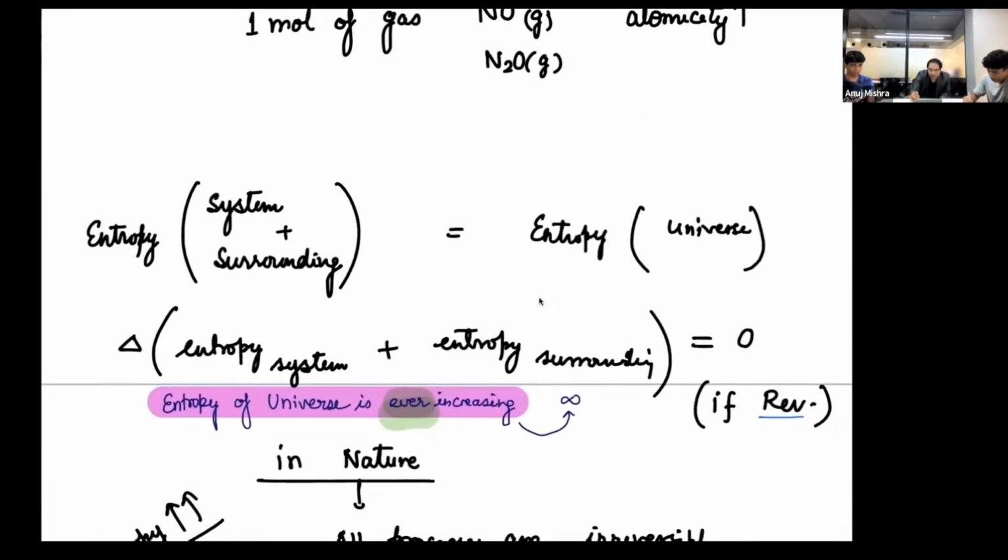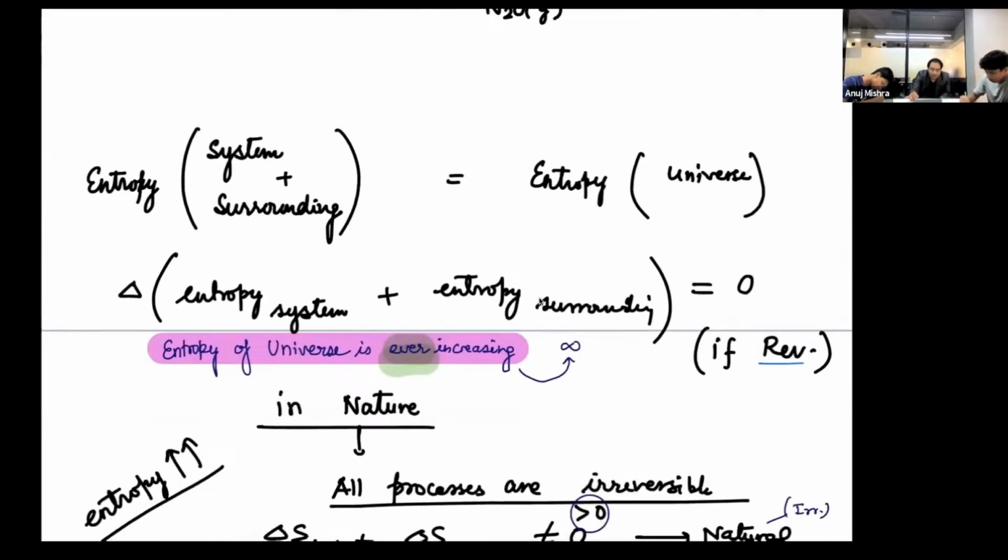In nature, all processes are irreversible, and entropy of universe is ever increasing to become maximum. So what will happen if it reaches maximum? It will not reach maximum. It is always tending to become maximum. That's why the word is ever increasing. It just keeps on shooting up.